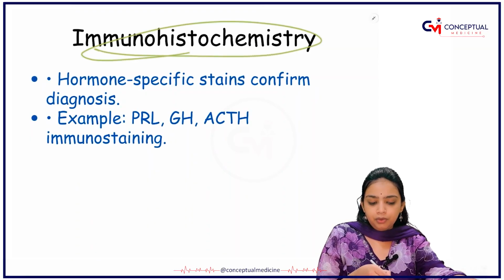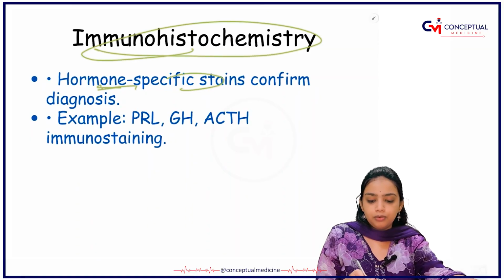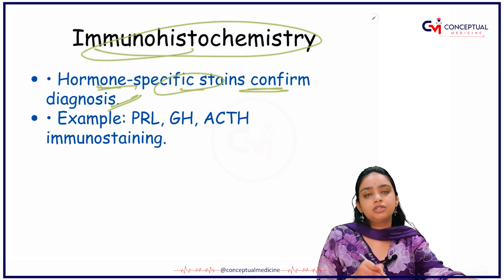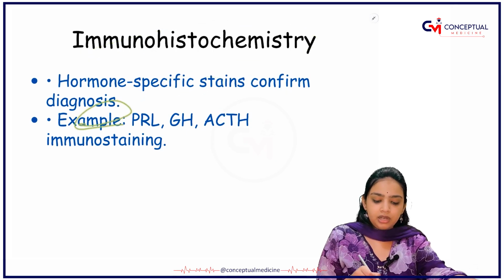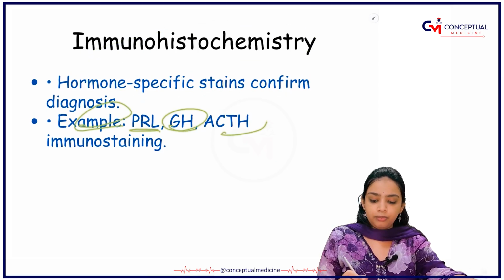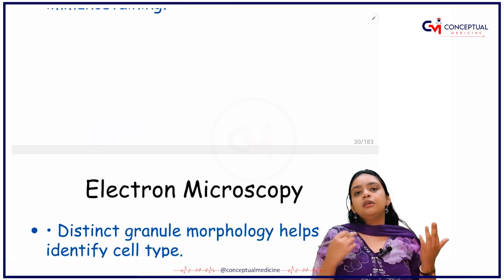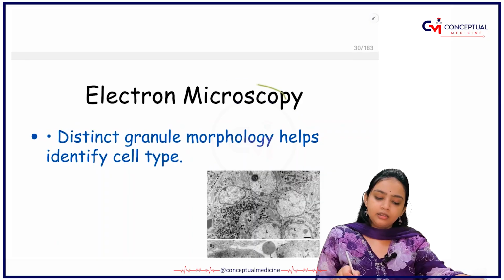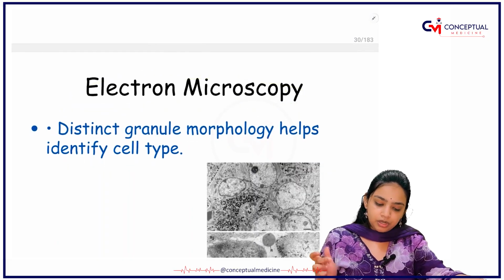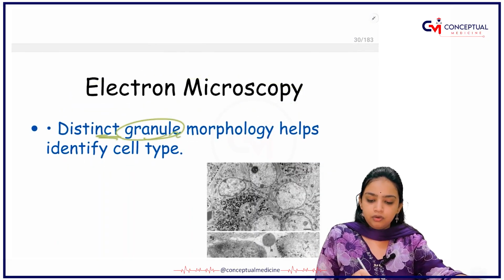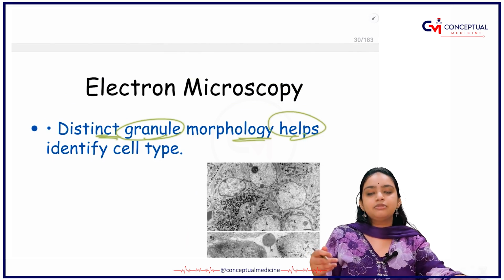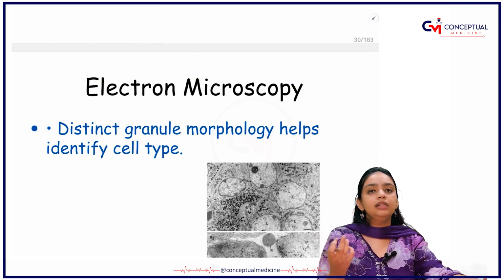If I talk about the immunohistochemistry, then there are hormone specific stains that confirm the diagnosis. Examples are for your PRL, growth hormone, ACTH. They are done. They support the immunostaining. Okay, then in the electron microscopy, you are able to see what? You are able to see distinct granule morphology, which helps us to identify the type of cell that we are dealing with.